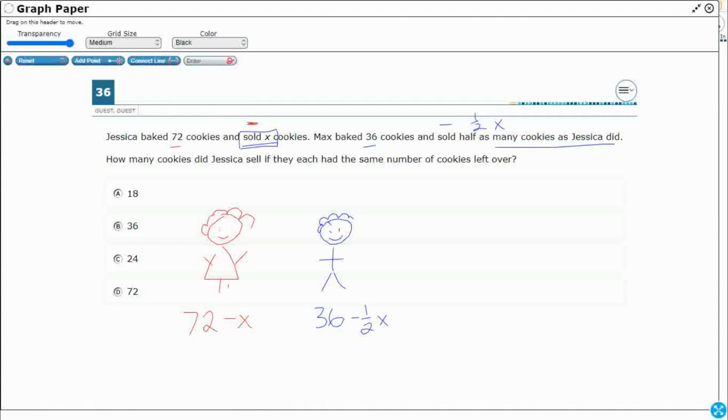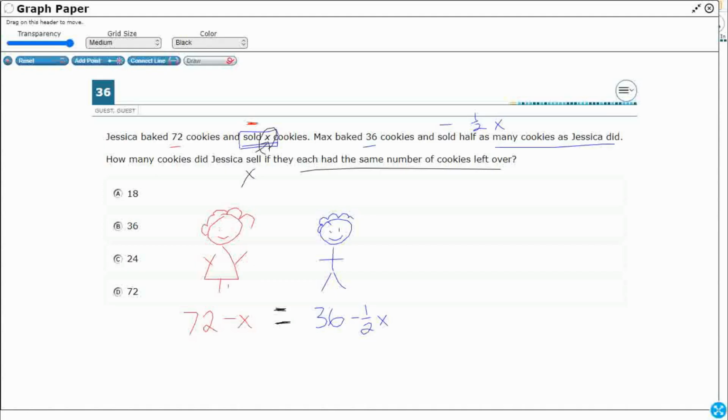That's tricky to get out of there, but now we know that this X is the same for both, right? This X cookies is the same variable in both Jessica and Max's baking scenario. And then how many cookies did Jessica sell if they each had the same number of cookies left over? So that's where this equal sign comes from. They each equal each other. And how many cookies did Jessica sell? Well, she sold X. So this is a really long way of saying, here's my equation, I'm solving for X.